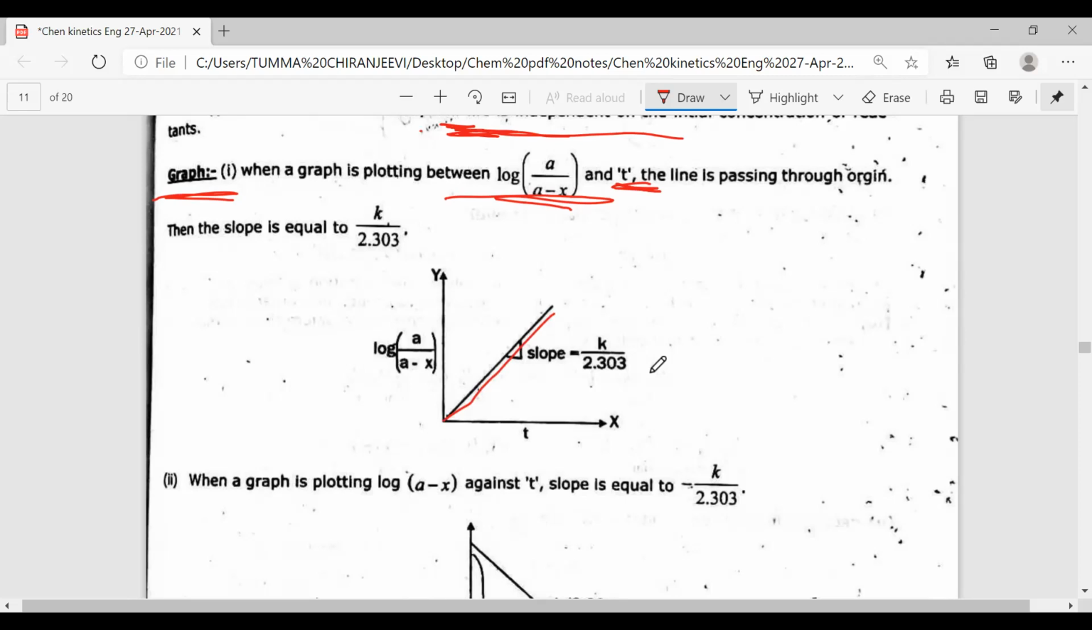If you plot a graph between log a by a minus x versus t, then you can get this type of graph. On the y-axis, you can take the log a by a minus x values. On the x-axis, you can take the time value. After plotting the graph, you can get this type of line. So that is the slope. The slope must be equal to K by 2.303. So this is one way to draw a graph.